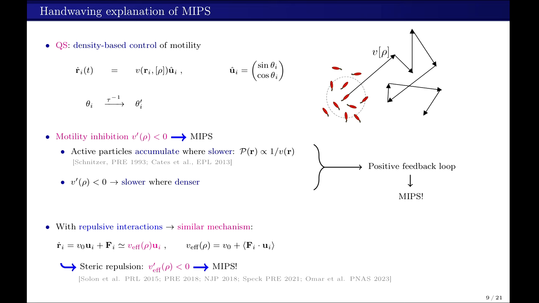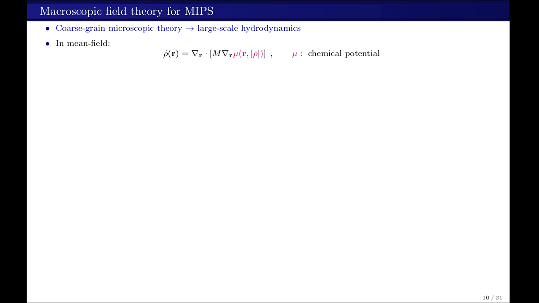All right. So I want to give you some more quantitative insight on this motility-induced phase separation. What we do is to coarse grain the microscopic theory, the dynamics that I showed you before, into a large-scale hydrodynamics. I won't show you how you do that. It's quite long. But the key message is that eventually you end up with a mean field theory, hydrodynamics that's basically a transport dynamics for your density field. And the mass current is given by the gradient of some chemical potential. So that's basically a thick transport law, if you want.